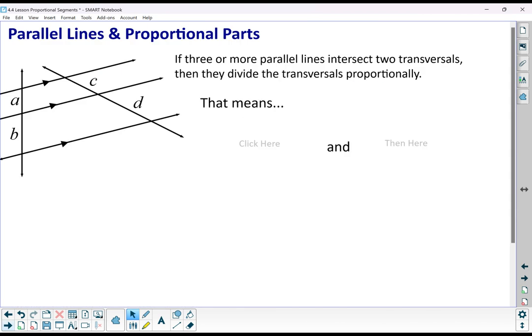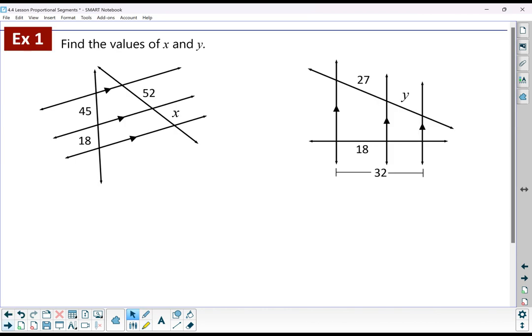So this is a theorem. If we have 3 or more parallel lines that are intersected by 2 transversals, then they divide the transversals proportionally. So for this diagram, that means that A divided by B is equal to C divided by D. And it's actually also the case that A divided by C is equal to B divided by D.